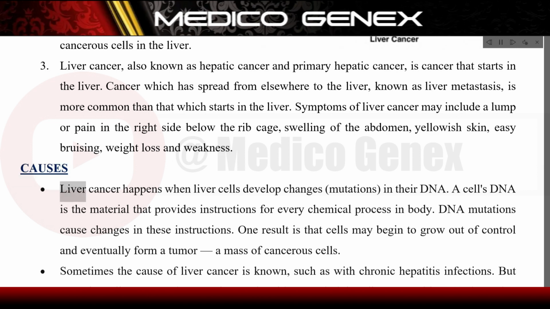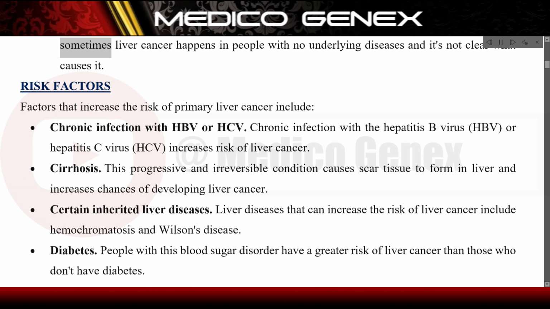Causes. Liver cancer happens when liver cells develop changes, mutations, in their DNA. A cell's DNA is the material that provides instructions for every chemical process in the body. DNA mutations cause changes in these instructions. One result is that cells may begin to grow out of control and eventually form a tumor, a mass of cancerous cells. Sometimes the cause of liver cancer is known, such as with chronic hepatitis infections. But sometimes liver cancer happens in people with no underlying diseases and it's not clear what causes it.